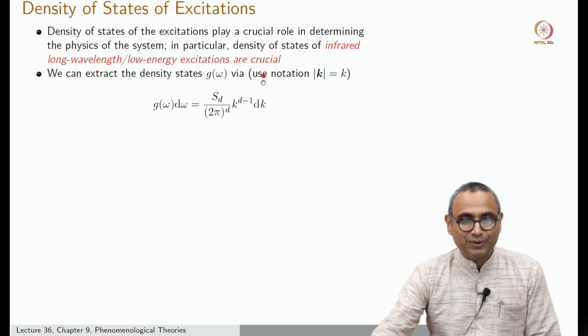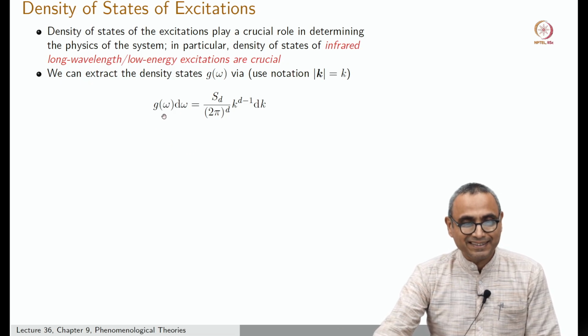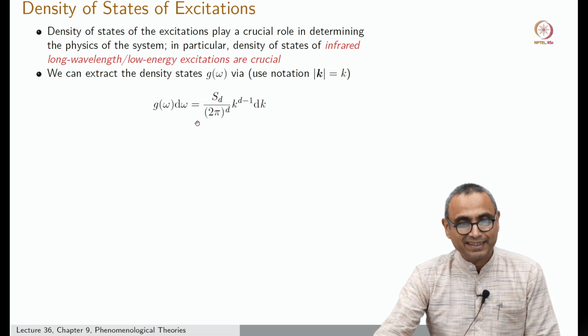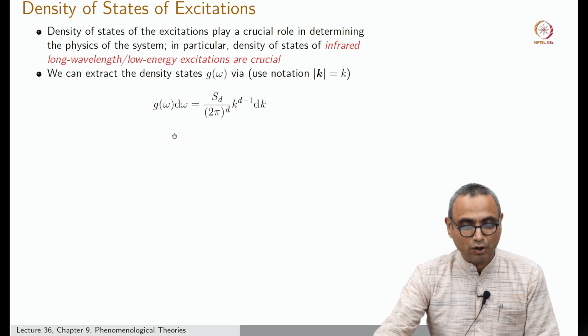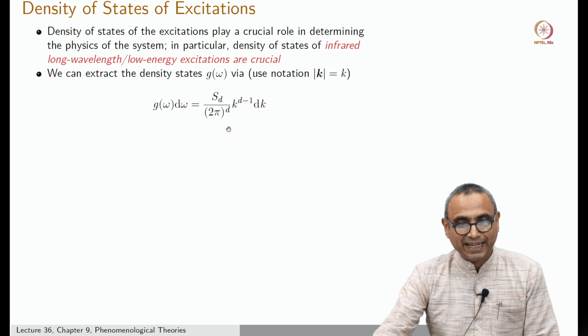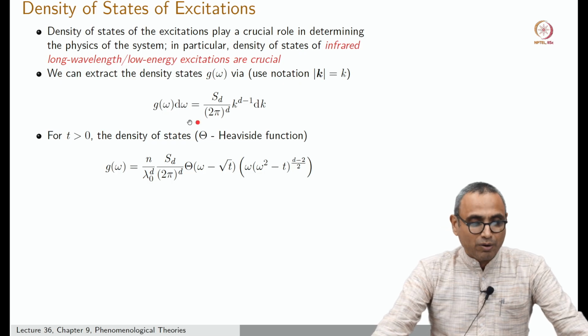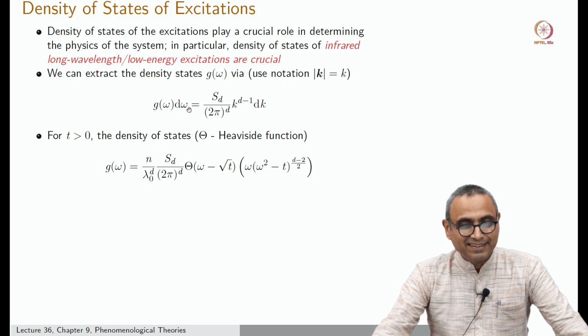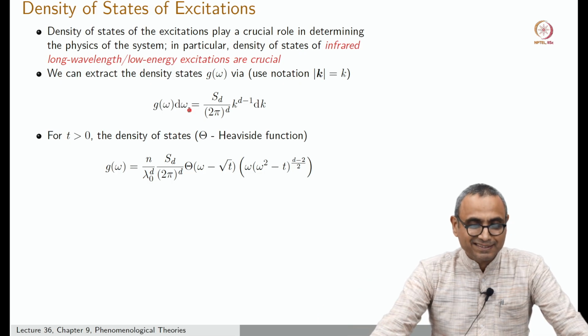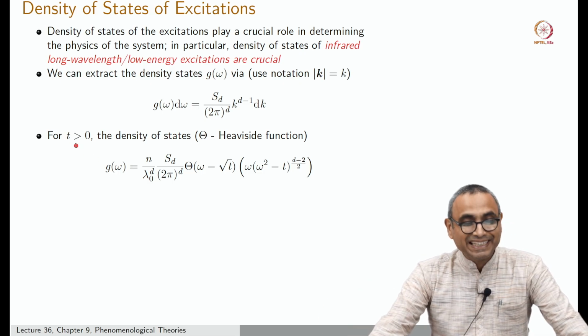Okay, so what we are going to do is use the fact that g of omega d omega will be this quantity here, right? And of course I have to sum over all modes. I am running over k space and I am counting. If I know the dispersion omega versus k, how can I compute the density of states? Now, using this kind of idea and doing some elementary mathematics, you can show that when t is greater than 0, the density of states will behave like this.